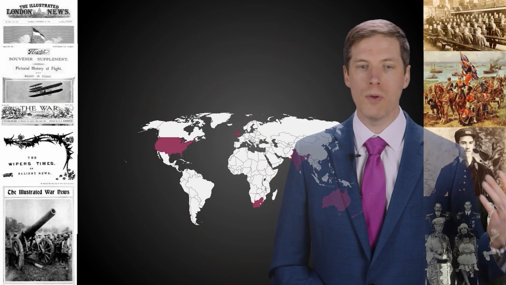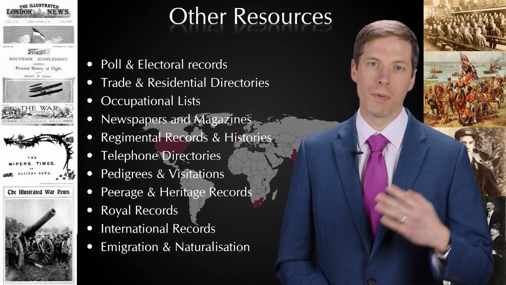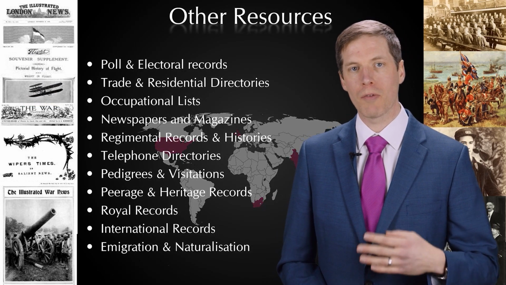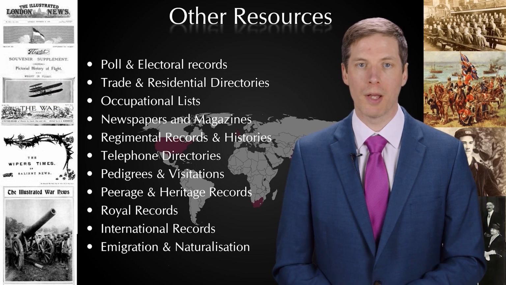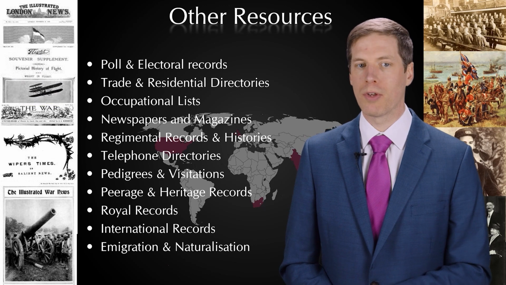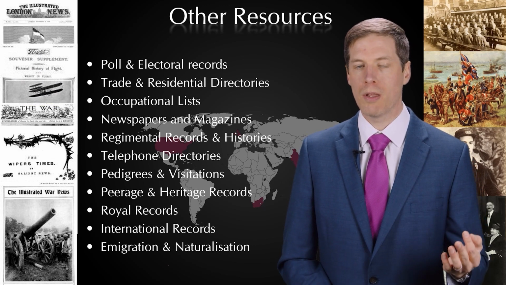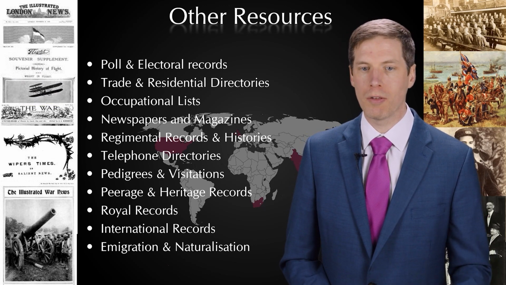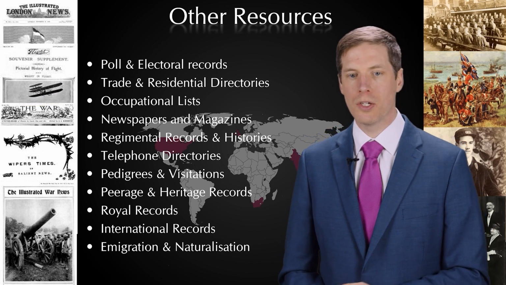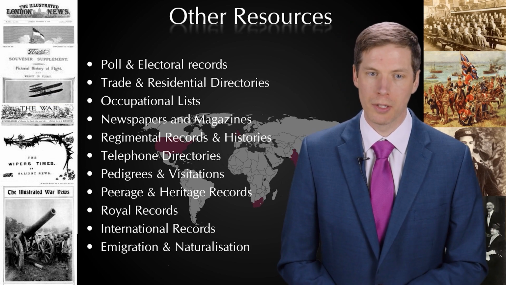Now, we have a huge amount of records available on the website, so I haven't got time to go into them all in detail, but just to give you an idea of what else is available for you to find out about your ancestors. We have poll and electoral records, trade and residential directories, occupational lists covering things like doctors, apprentices, railway workers, pilots, teachers, law lists, actors, clergy, even the criminal records I mentioned.